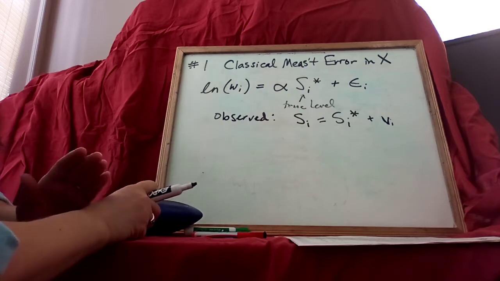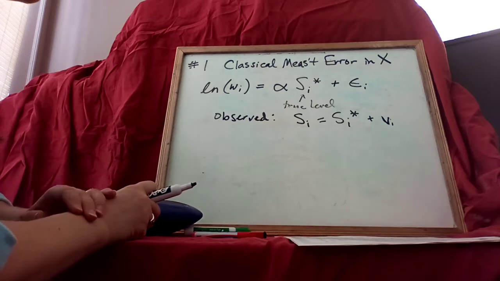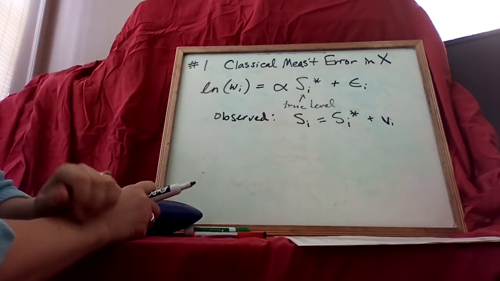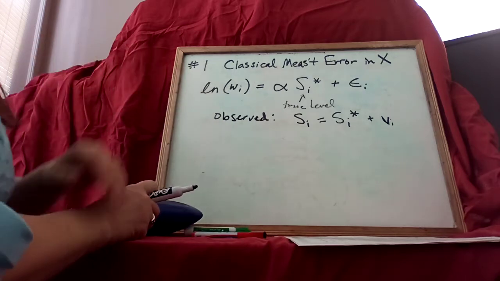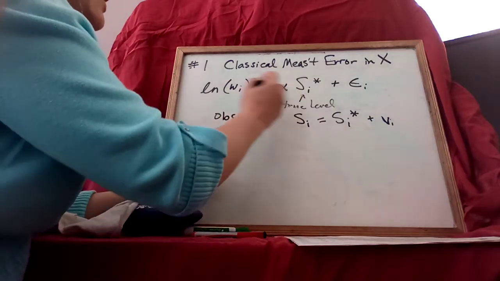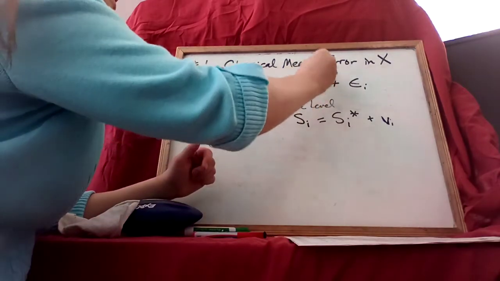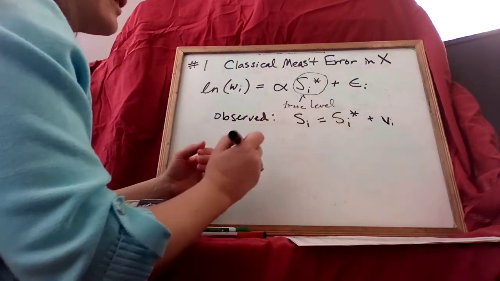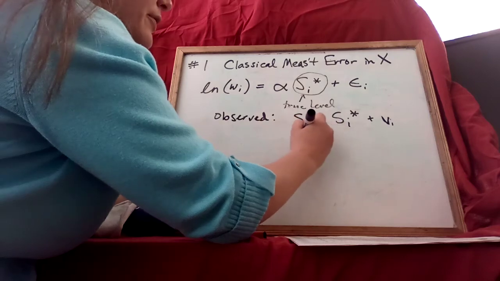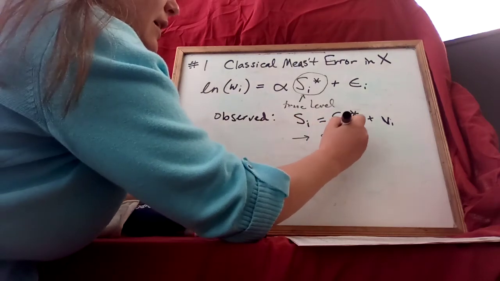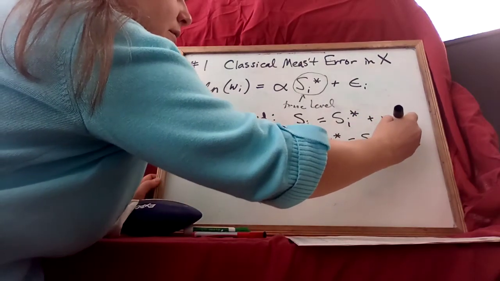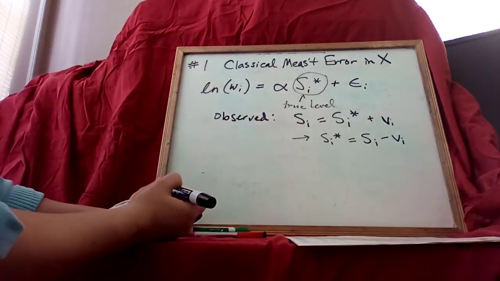What I want to do now is just walk through what the consequences are of using S_i instead of S_i star in the regression. Essentially, I want to walk through what the true regression should be and then what it actually is. And so the first thing I want to do is make a substitution. Where this S_i star is, I'm going to put what S_i star actually is when there's this measurement error situation. So if you just rearrange this, S_i star is the measured S_i minus this error, whatever it is.